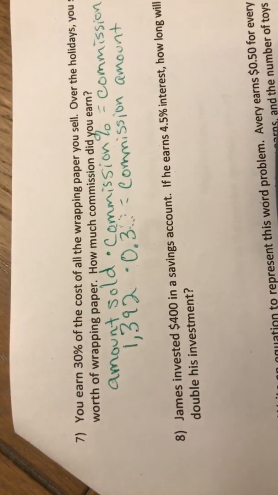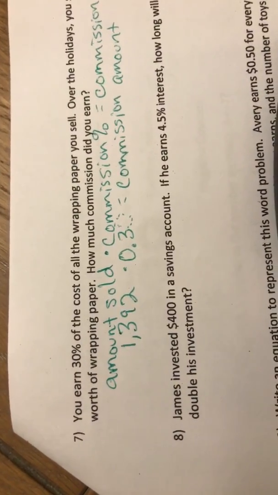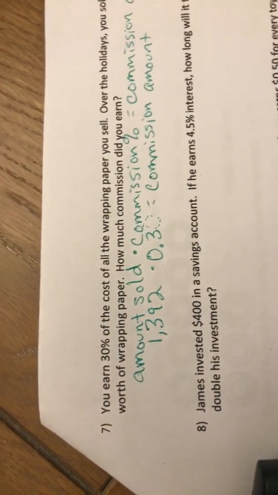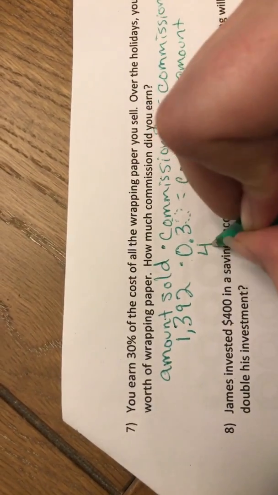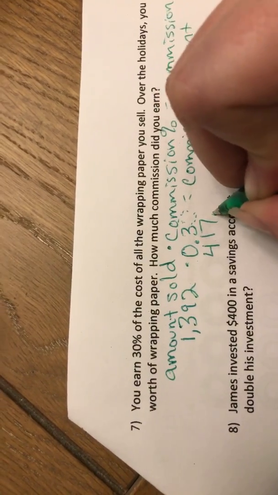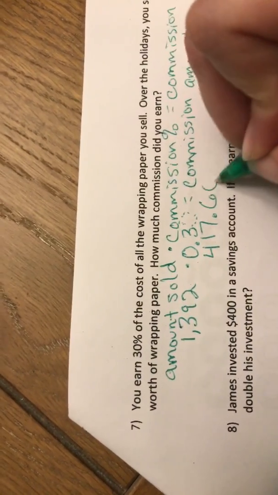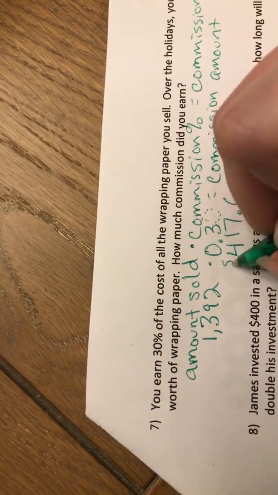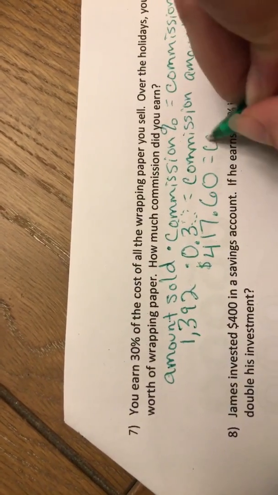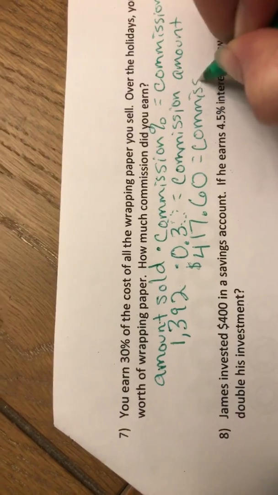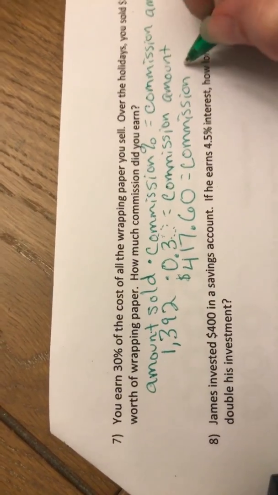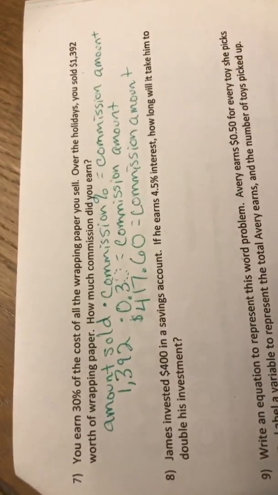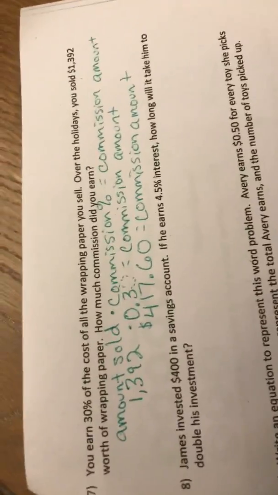Using our calculator, 1,392 times 0.3 is 417.6. We add the 0 to the end because we're working with money, and we need a dollar sign in front. That is your commission amount. Not bad for selling some wrapping paper.